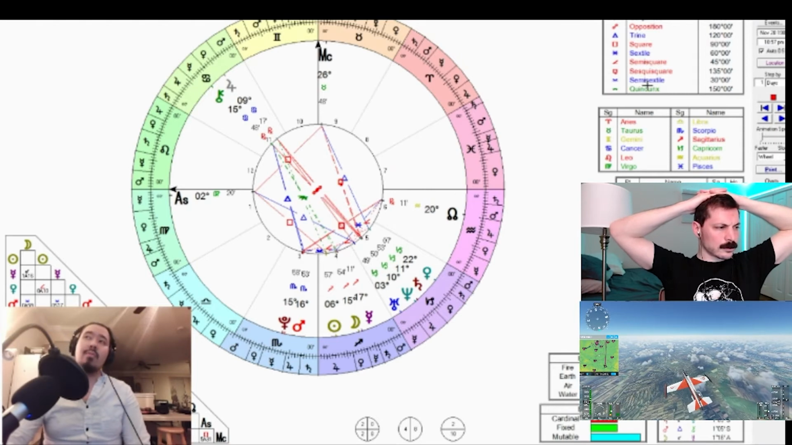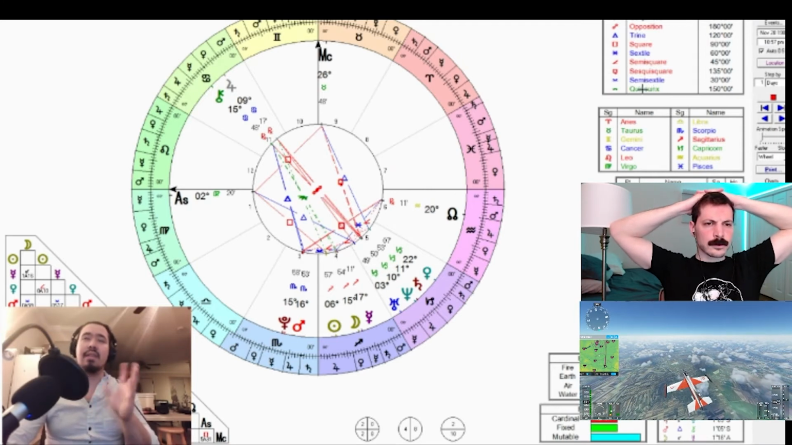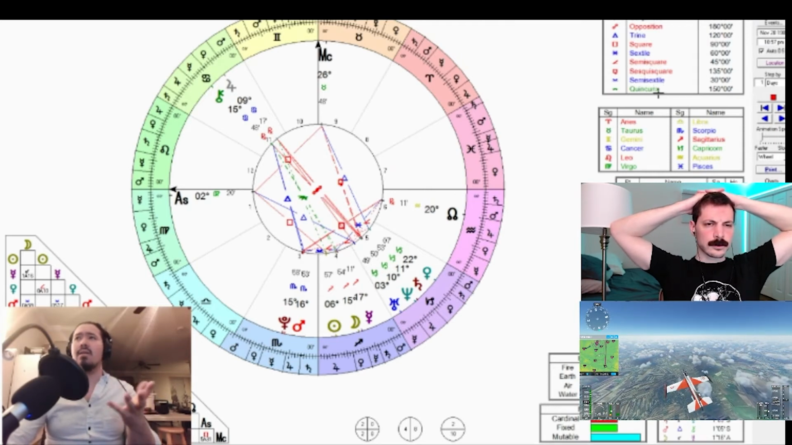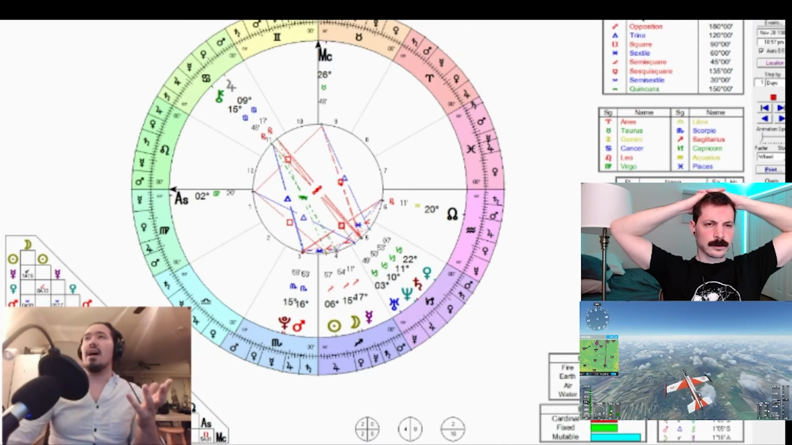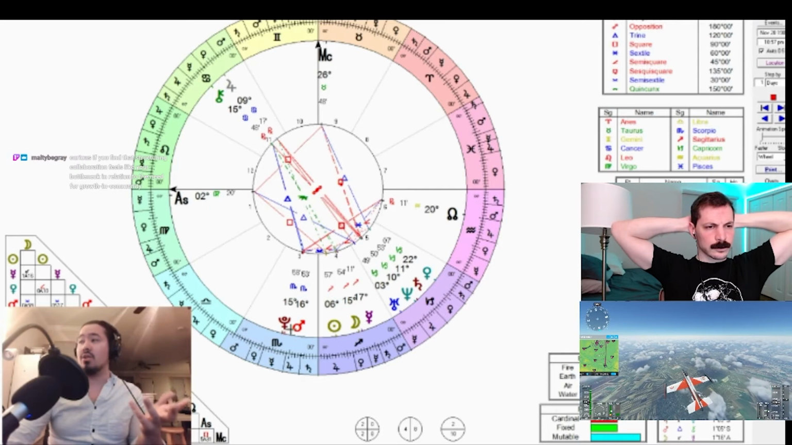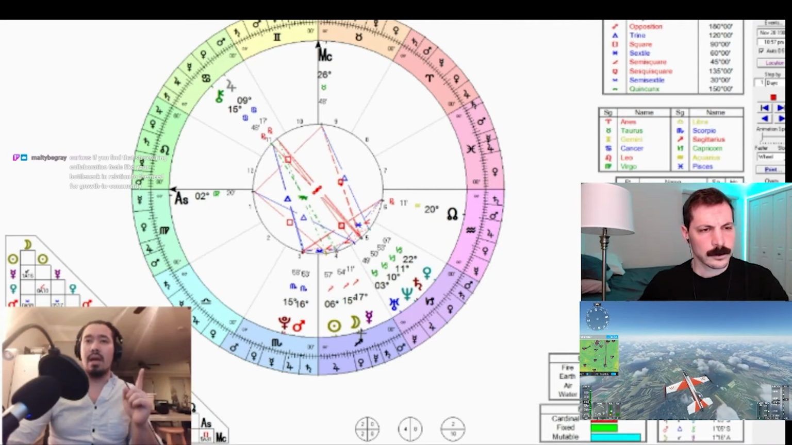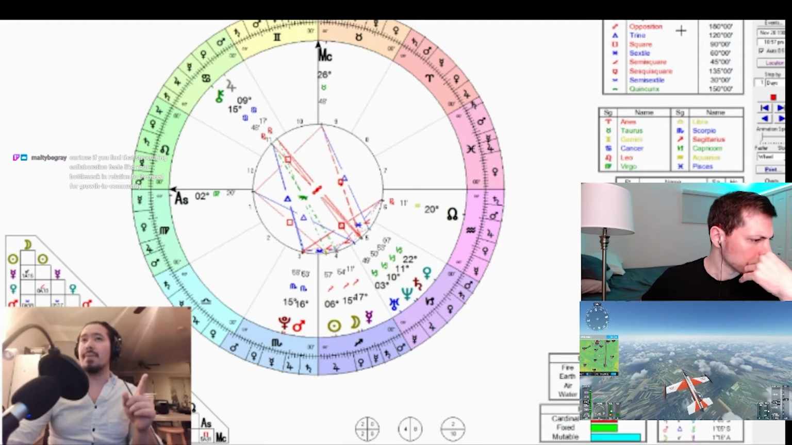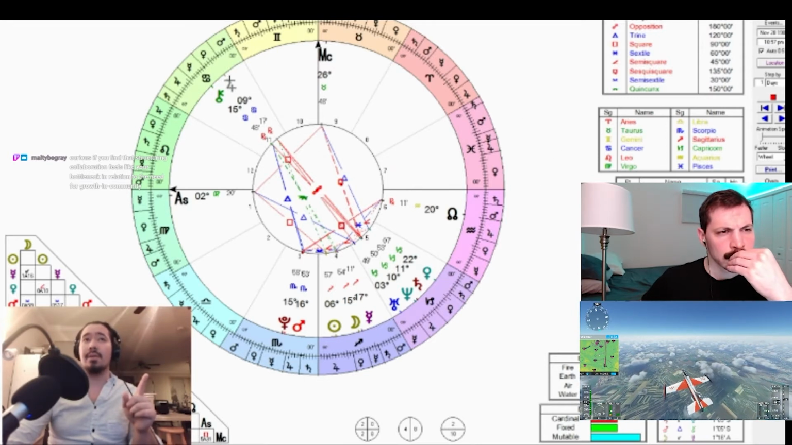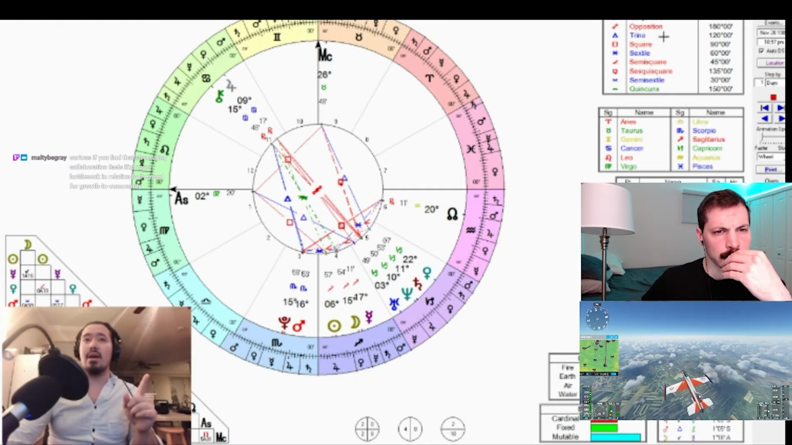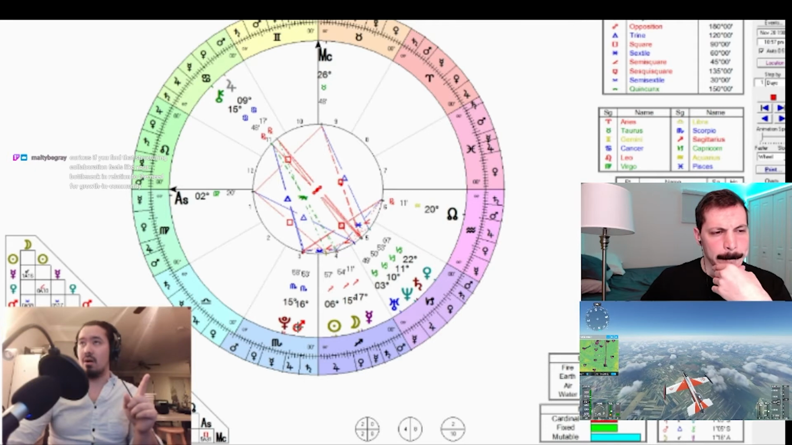And then you have a couple of minor ones, which are considered to have less of an impact on people, I'd say. The conjunction is 0 degrees. So Mars and Pluto are conjunct, and Moon and Mercury are conjunct as well. Opposition is 180 degrees. So you have an opposition between your Jupiter and your Neptune. Trine is 120 degrees. So you have a trine between Chiron and your Pluto-Mars.